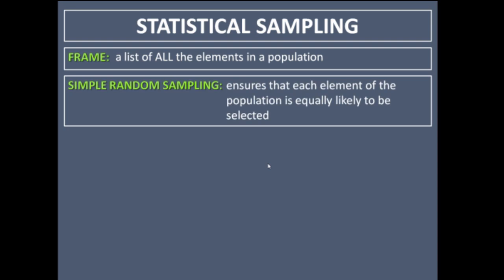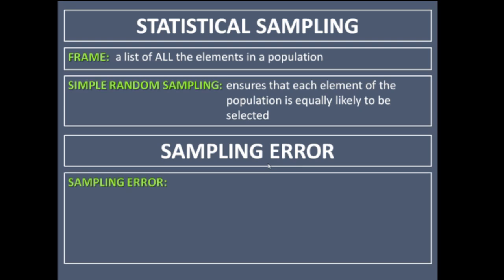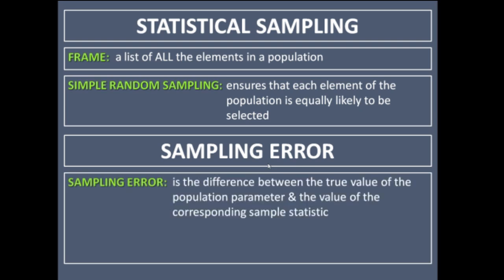means that each and every one of those elements within the population is equally likely to be selected as a participant within the sample. There are two types of errors that may arise as we do sampling. One of those types of errors is known as sampling error, and sampling error is the difference between the actual value of the population parameter and the value of the corresponding sample statistic that we've gained from our sample.